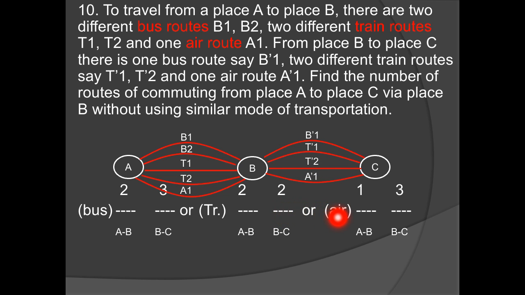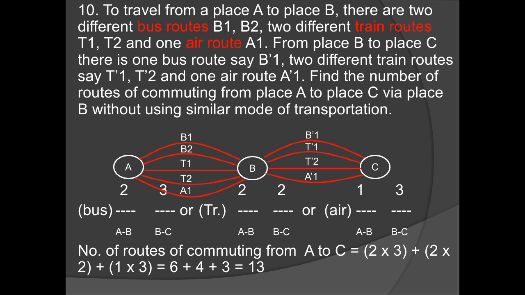Then comes air route. Coming to air route, there is one air route for A to B, so I have put one here. Here B to C, I cannot take the air route. So B-1, T-1, T-2, totally 3. So you have to make addition. So finally the answer to A to C is 2 into 3 plus 2 into 2 plus 1 into 3, which is 6 plus 4 plus 3, which is equal to 13.